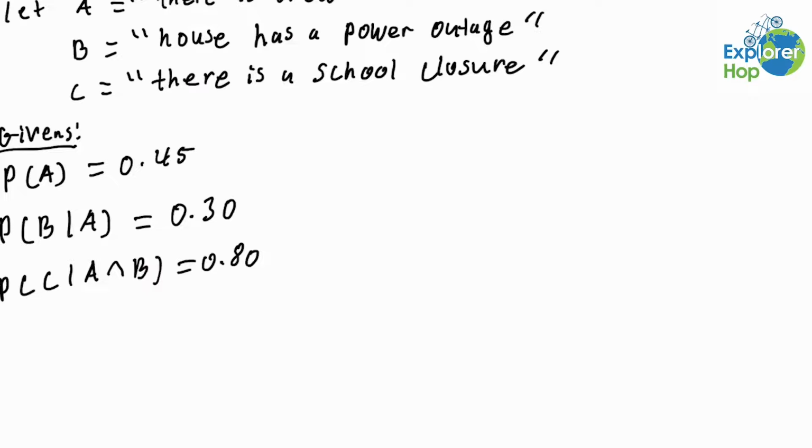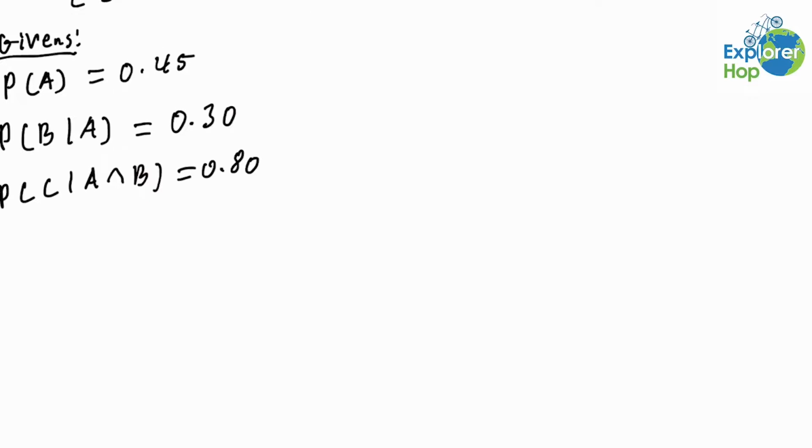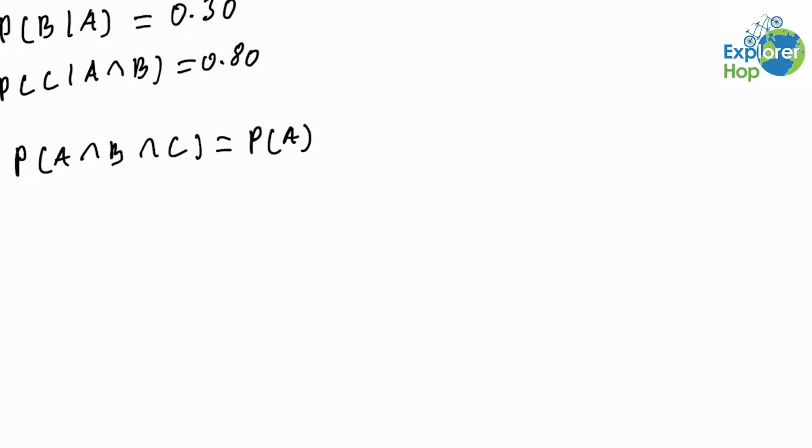Now to find the probability of snow where the house has a power outage and there is a school closure, we can find the probability of the intersection of all three events. And to do this, we can use the following formula. So the probability of the intersection of events A and B and C is equal to the probability of event A times the conditional probability of B given A times the probability of C given A and B.